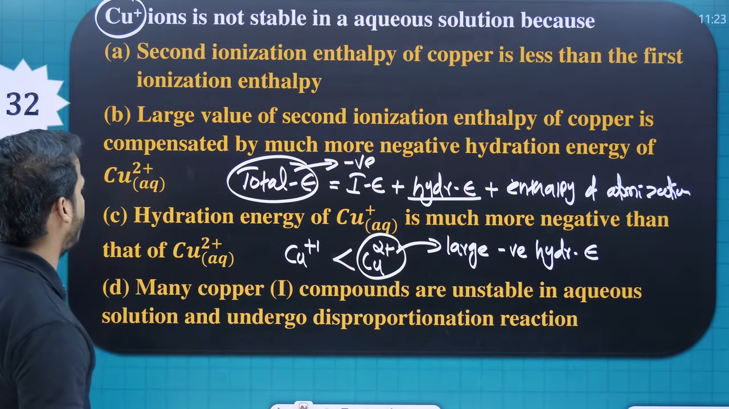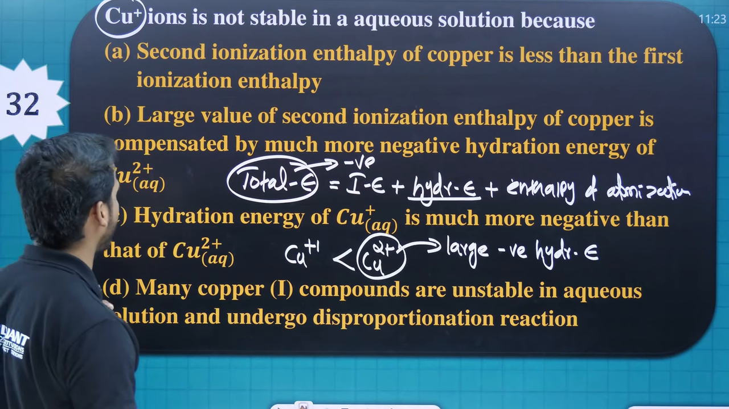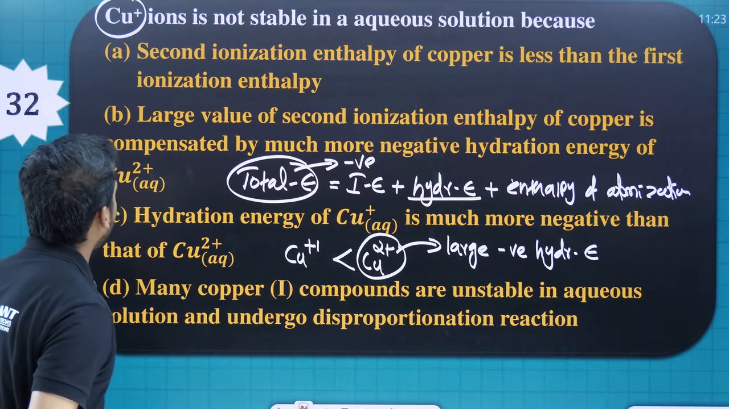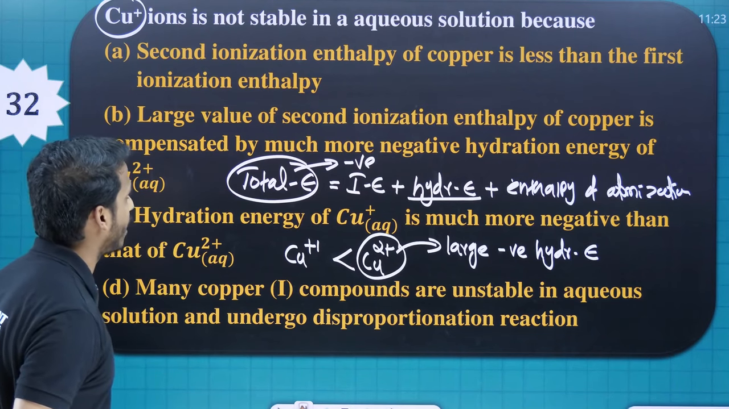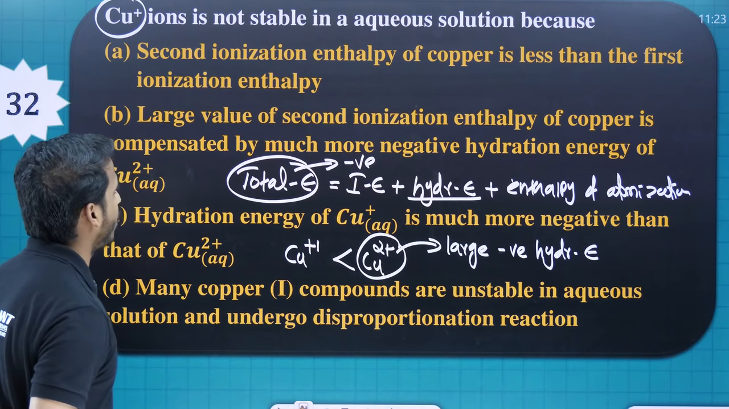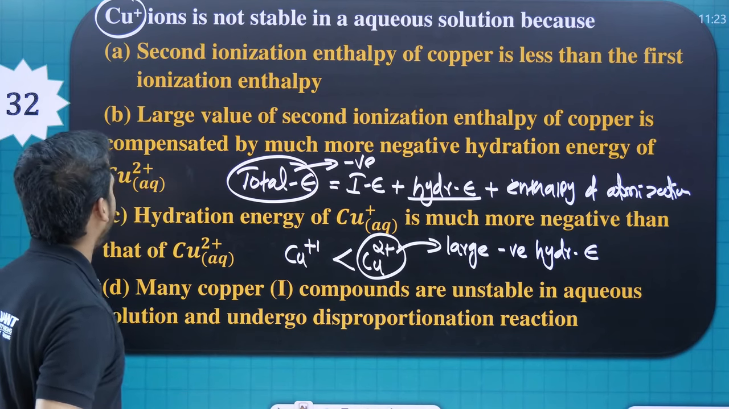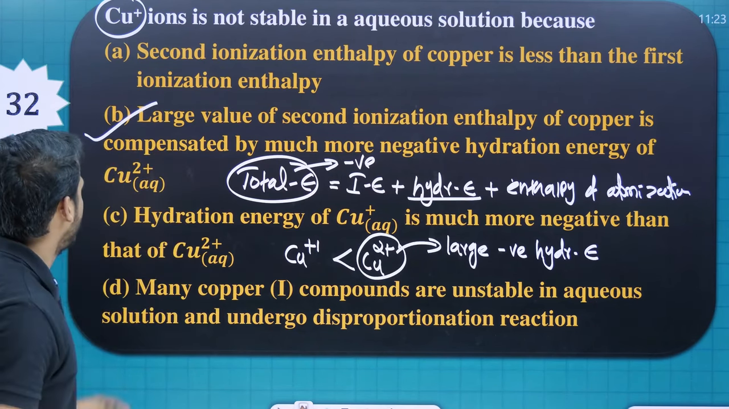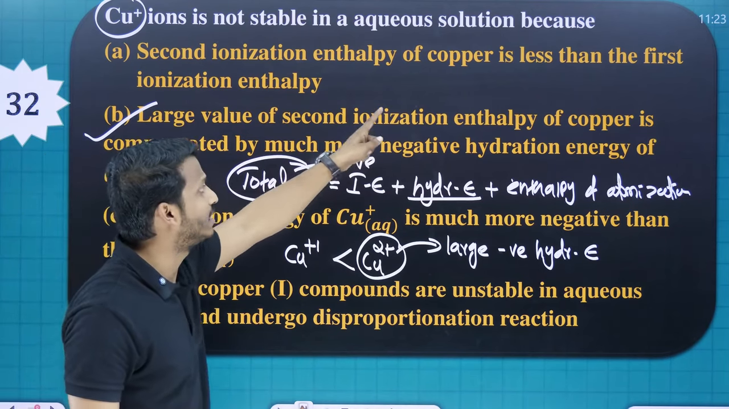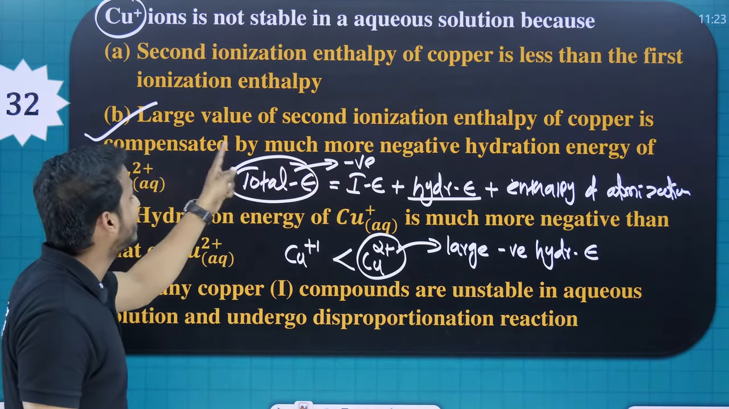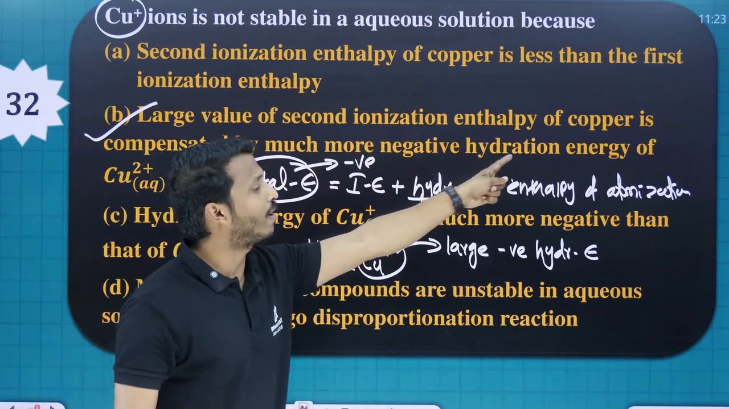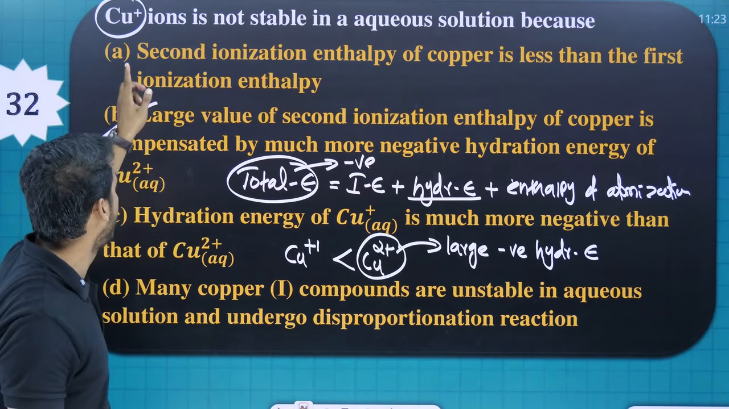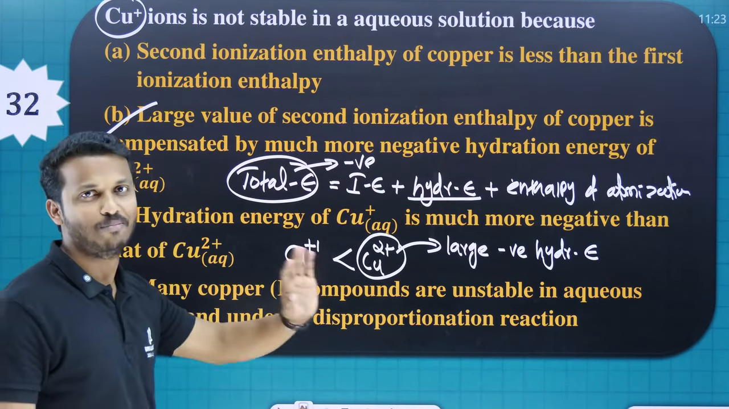The large value of the second ionization enthalpy of copper is compensated by the much more negative hydration energy of which one? Cu2+, right? Cu2+. Therefore, Cu2+ is more stable, whereas Cu+ is unstable.